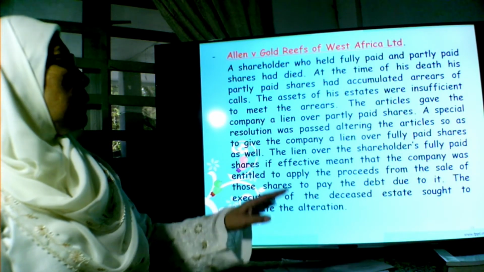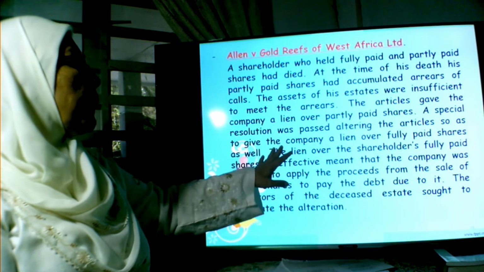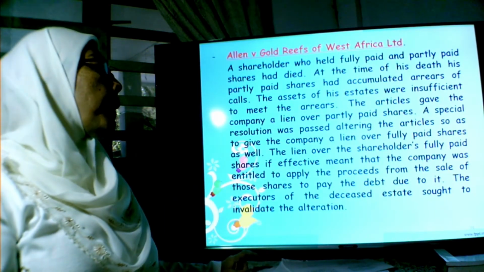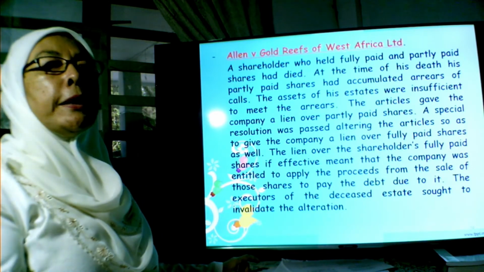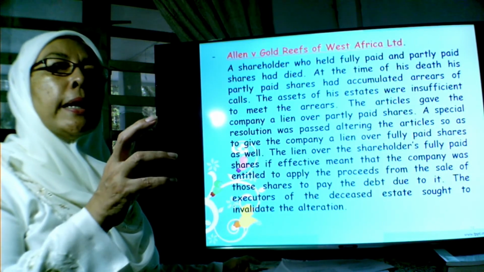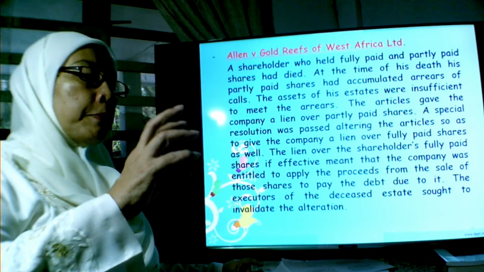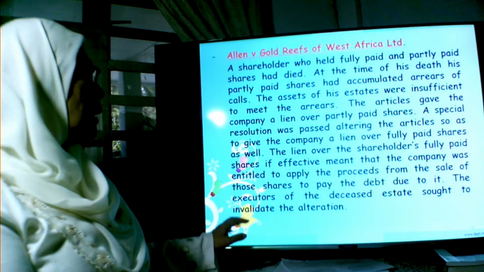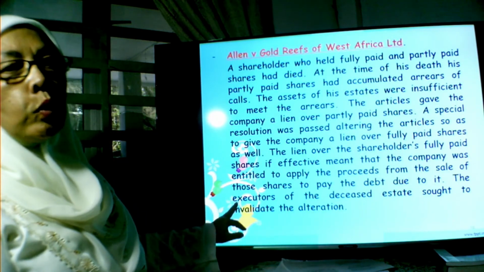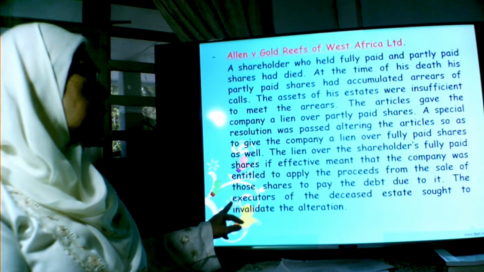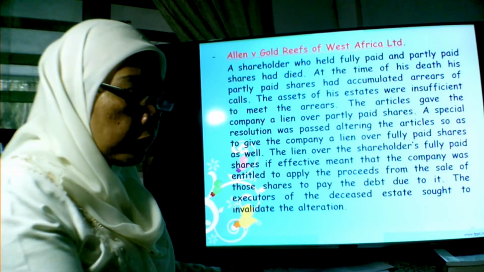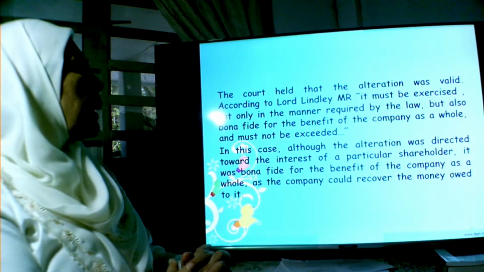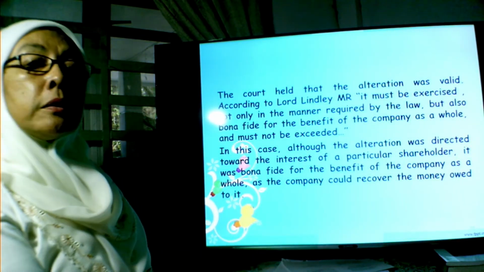And then what they did, they passed a special resolution whereby the company altered the article, so that it gave the company a power of lien over the fully paid shares. So asalnya boleh tahan cuma saham yang tak bayar lagi. Tapi sekarang dipindah perlembagaan yang dah bayar pun diorang nak tahan. So that's why now, siapa yang tak puas hati dalam kes ni, the executors. Pentadbir pusaka tu tak puas hati. The executors of the estate wanted to invalidate, mencabar ya, pindaan perlembagaan tersebut. However, the court held that the alteration was valid.